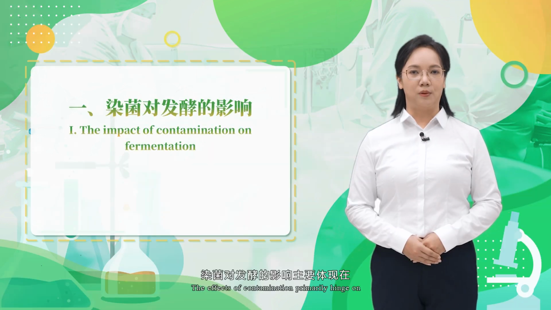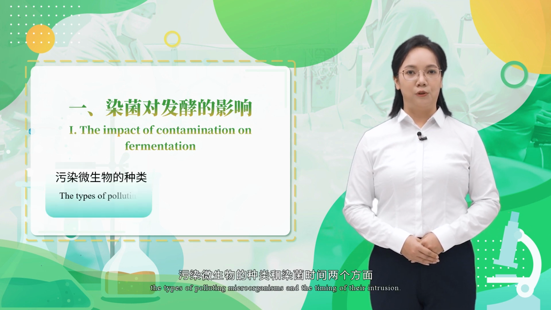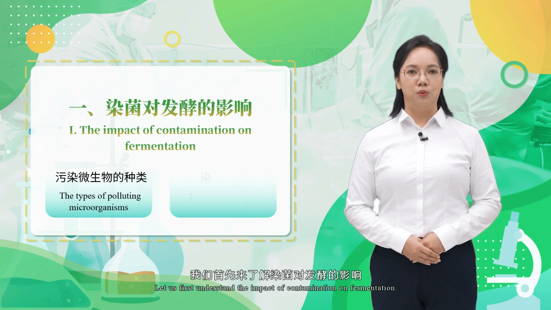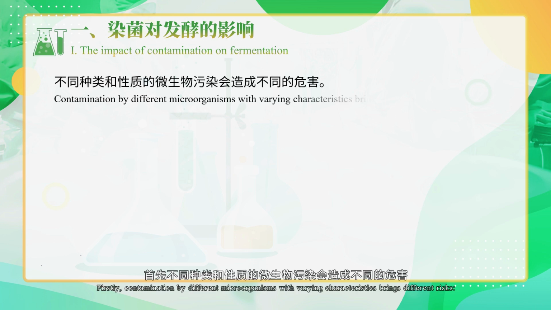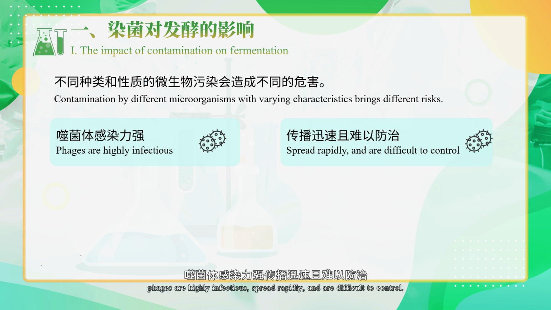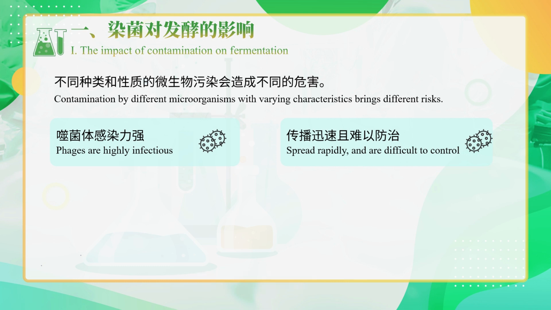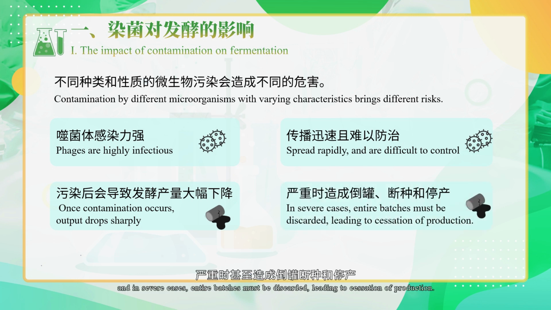The effects of contamination primarily hinge on the types of polluting microorganisms and the timing of their intrusion. Let us first understand the impact of contamination on fermentation. Firstly, contamination by different microorganisms with varying characteristics brings different risks. Phages are highly infectious, spread rapidly, and are difficult to control. Once contamination occurs, output drops sharply, and in severe cases, entire batches must be discarded, leading to cessation of production.